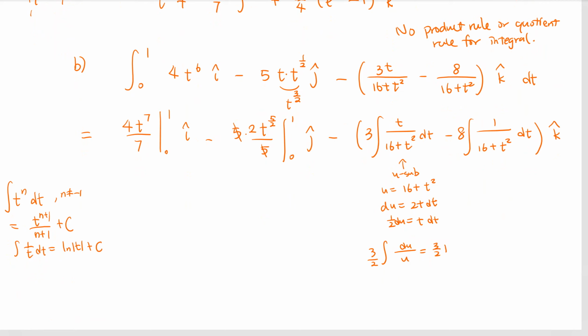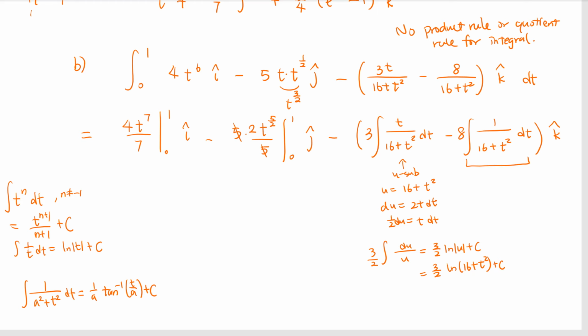Oh, this is 3/2 ln of the absolute value of u, plus c. And then u is 16 plus t squared. Why don't I need the absolute value? Because t squared plus 16 is always positive. Okay, and then for this guy, you use the formula of arctangent. From the arctangent, 1 over a squared plus t squared dt is then 1 over a arctangent of t over a plus c. So that's why this guy does not include the 8.